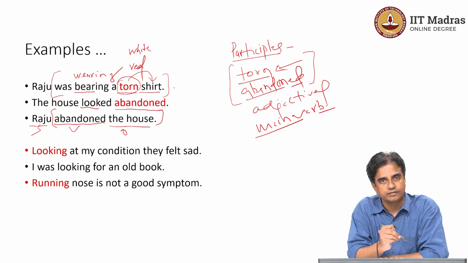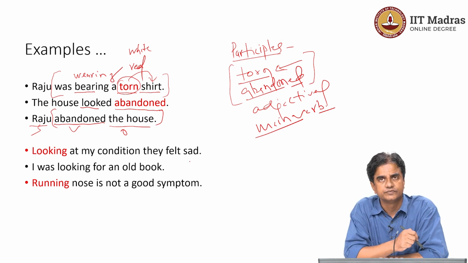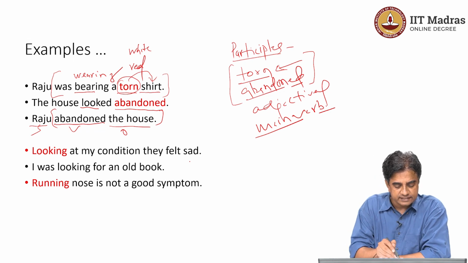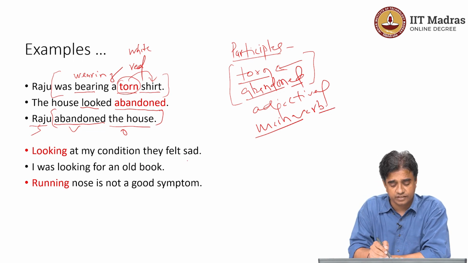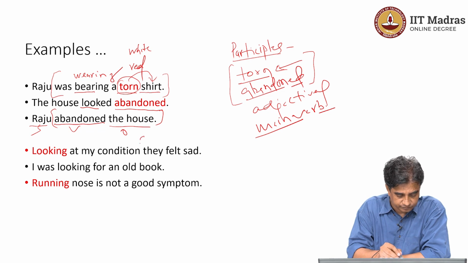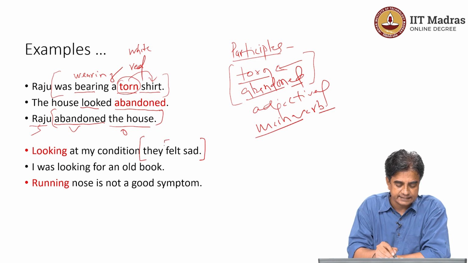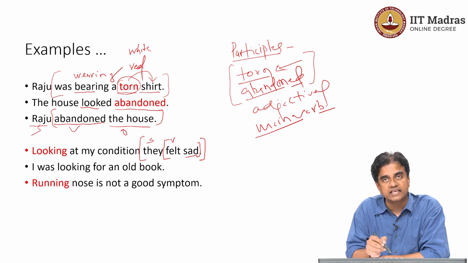Let's check this further. Looking at my condition, they felt sad. Now, this is a different kind of sentence. What is the subject here, what is the verb, and what is the predicate? In this, this is the predicate. So, they is the subject, felt is the verb, and sad is a predicative adjective.